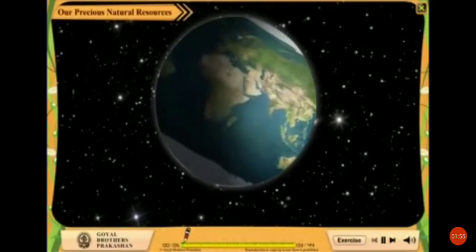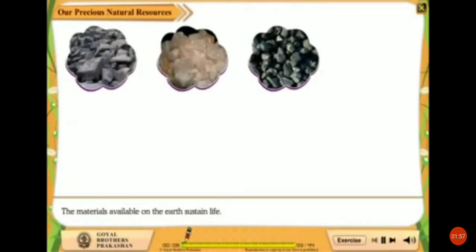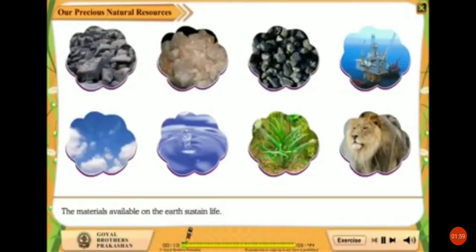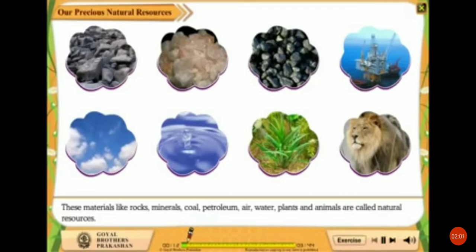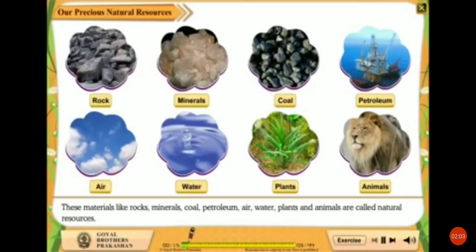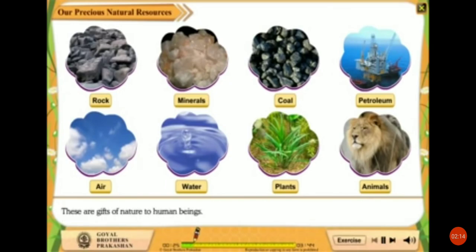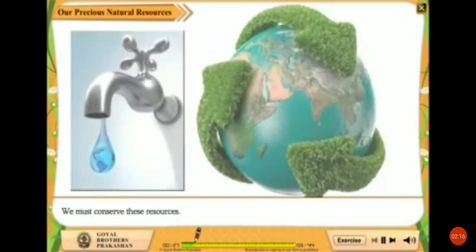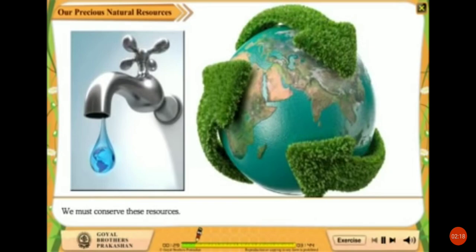Our precious natural resources. The materials available on the earth sustain life. These materials, like rocks, minerals, coal, petroleum, air, water, plants, and animals, are called natural resources. These are gifts of nature to humans. We must conserve these resources. Conservation means judicious or wise use of our resources.